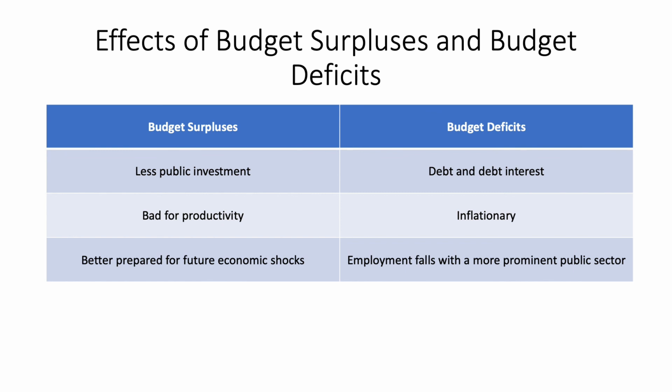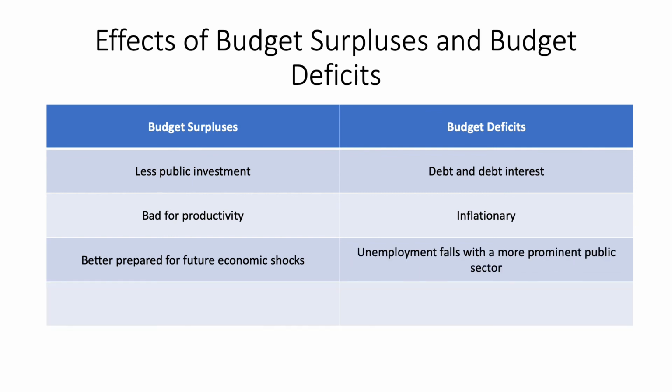Looking on the other side of the coin, there are advantages and disadvantages to budget deficits as well. As I've explained, one of the reasons why we may not want a budget deficit is the debt and the debt interest that governments get involved in. As I explained in the previous slide, budget deficits are when government spending exceeds government revenue, and so budget deficits are often associated with consistent expansionary fiscal policy. One disadvantage of expansionary fiscal policy is that it can be inflationary, and so this is also a disadvantage of having consistent budget deficits.